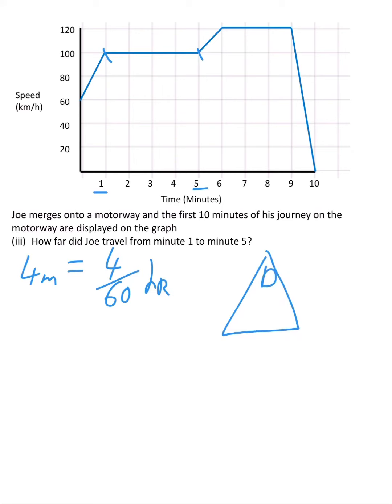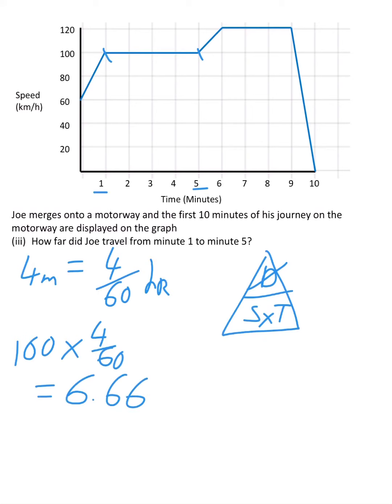Going back to our triangle, always draw it to make sure you're getting these correct. Again, it's how far, so we're covering distance and we have speed times time. Our speed is 100 kilometers an hour. Our time now is 4/60ths of an hour, so let's multiply that using your calculator, and that gives 6.66, so the 6 is recurring. We'll write that as 6 2/3 kilometers. So he traveled 6 2/3 of a kilometer from minute 1 to minute 5.